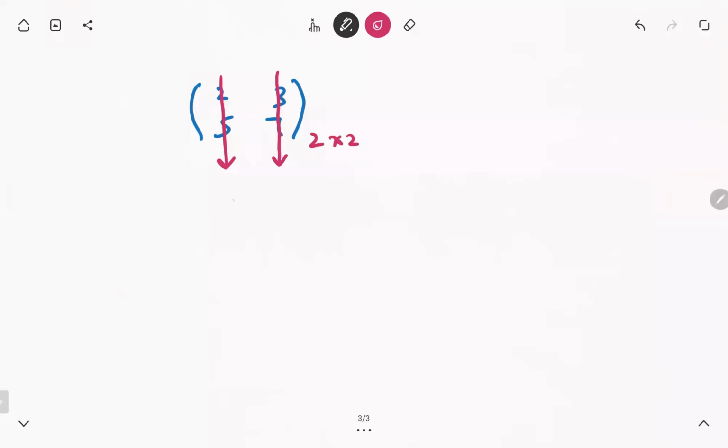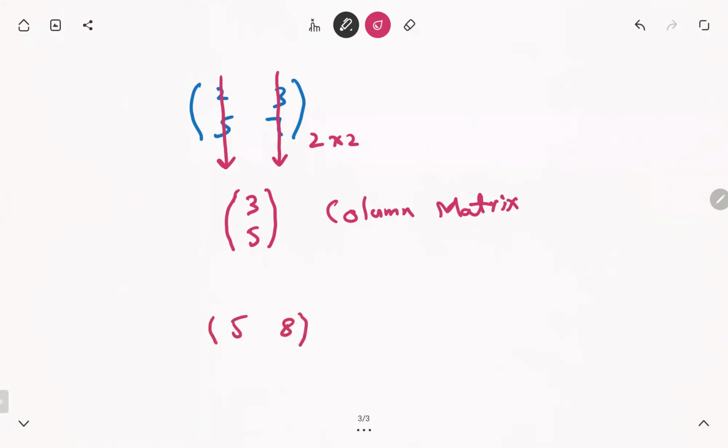For example, if I write a matrix here 3 5, how many columns are there in this? In this particular matrix there are 2 rows and 1 column. So column is 1. So this is called column matrix. और अगर मैं एक ऐसा मैट्रिक्स लिखूं जिसकी एक रो हो, मीन 5 8, now this matrix has 1 row and 2 columns. So there is 1 row, so that matrix is called row matrix.